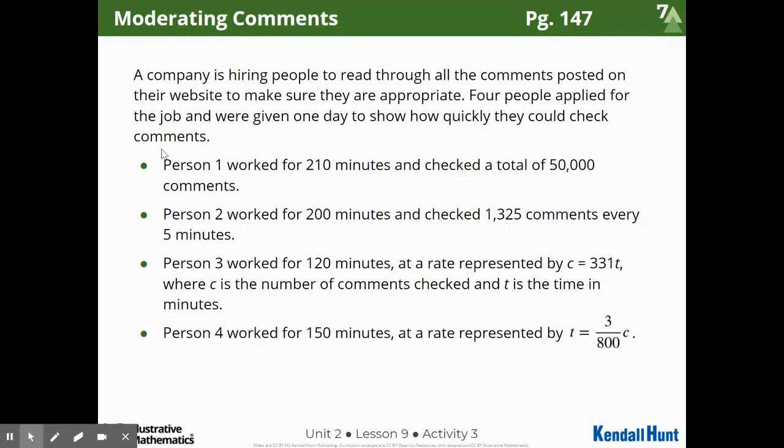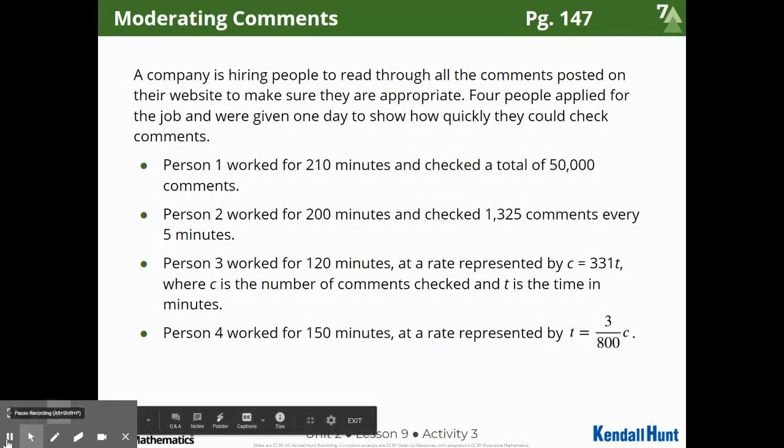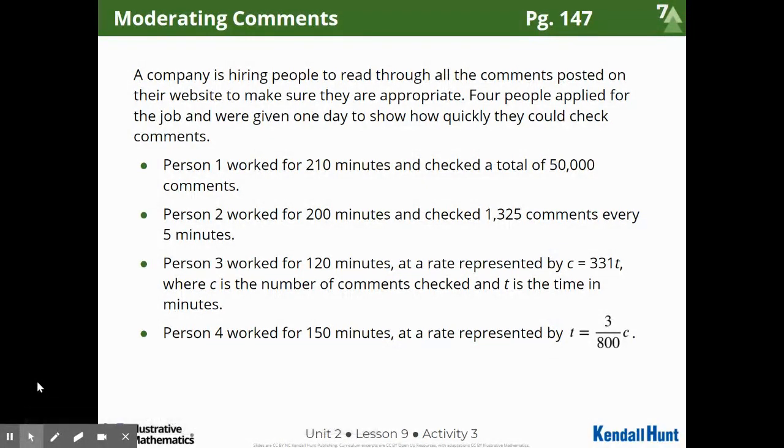It says person 1 worked for 210 minutes and checked a total of 50,000 comments. Person 2 worked for 200 minutes and checked 1,325 comments every 5 minutes. Person 3 worked for 120 minutes at a rate represented by C equals 331T.